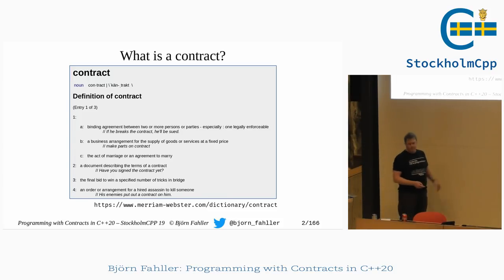So, what's a contract? Here's what Merriam-Webster's dictionary says. A binding agreement between two or more persons or parties, especially one legally enforceable. A business arrangement for the supply of goods or services at a fixed price. Maybe not that one: the act of marriage or agreement to marry. No, I think we can skip that one. A document describing the terms of a contract, like, have you signed the contract yet? We're getting there. The final bid to win a specified number of tricks in bridge. Any bridge players here? That is sort of similar, sort of. An arrangement for a hired assassin to kill someone. We will actually go back to that one. We will.